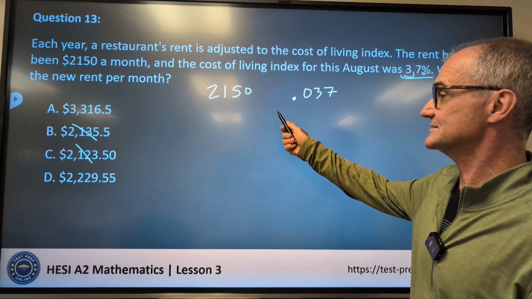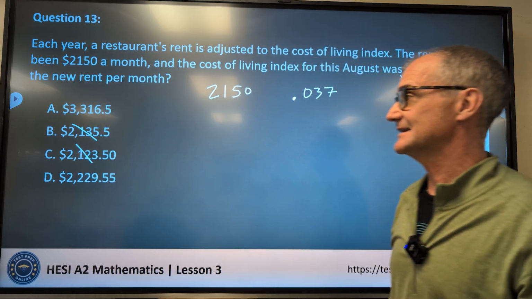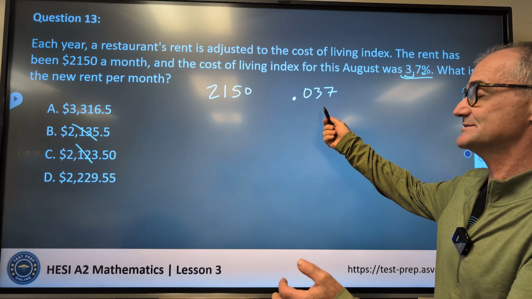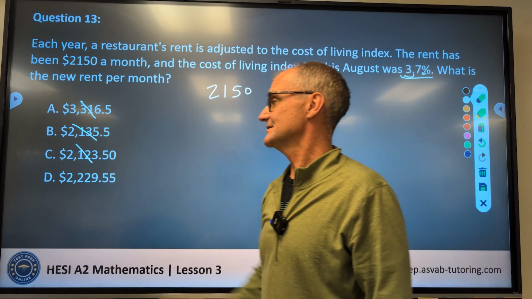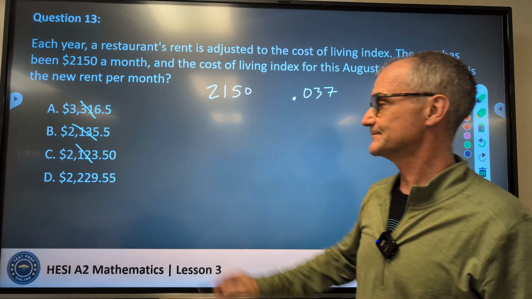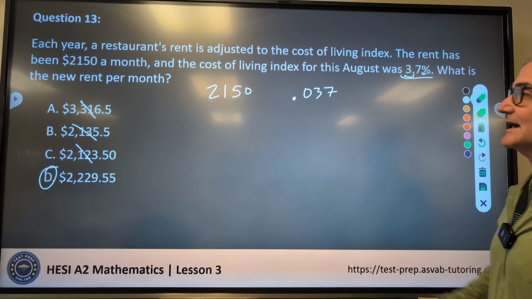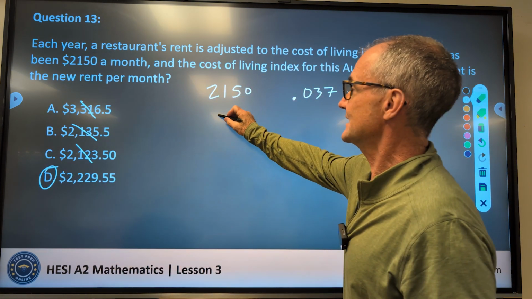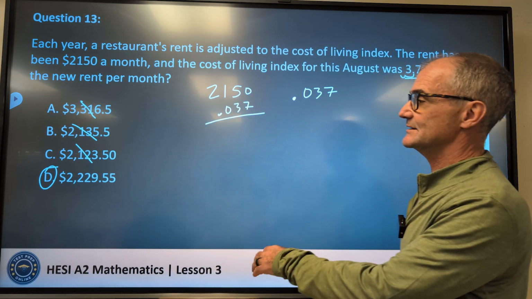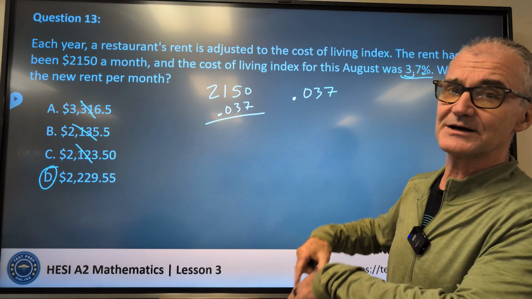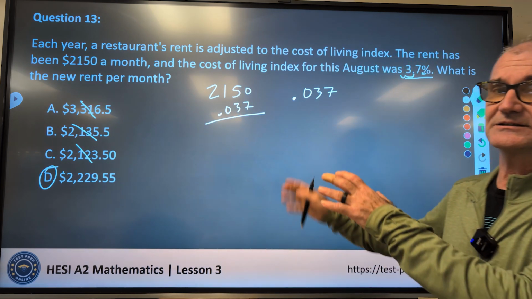It's a small increase. Could you imagine your rent going from $2,000 to $3,000? That's a gigantic increase, not 3%. That's like a 50% increase. So that doesn't make sense. So there's only one answer that makes sense. Answer D right here. If I want to do it all out, I would take this number times this number, multiply it all out. That will give me the amount of increase. I would take that amount of increase, add it to that to get the answer D. But that's a good little tip and trick.